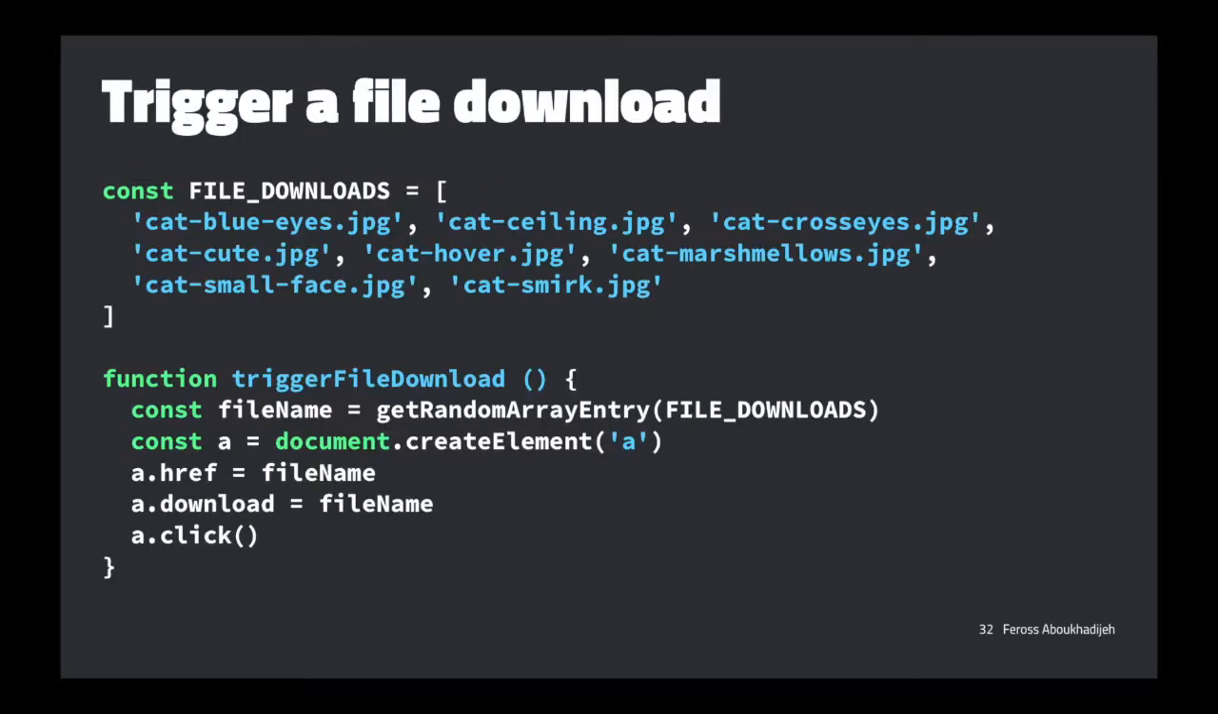And then, triggering file downloads. This one is really easy. You just make a link, and then you set the destination to whatever the file is that you want to download. And then if you set this download attribute to some name, then that will be what the file is named when you click the link.